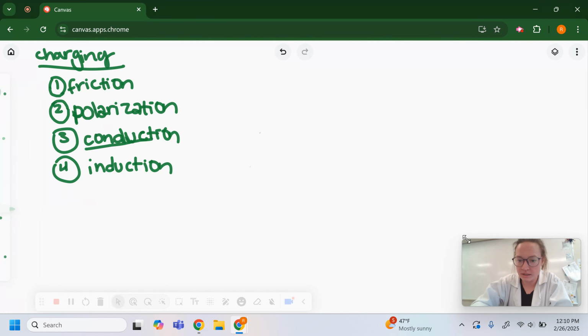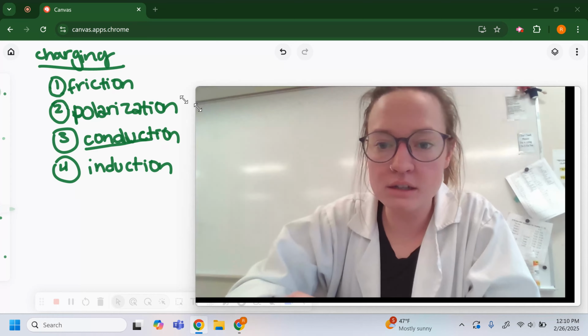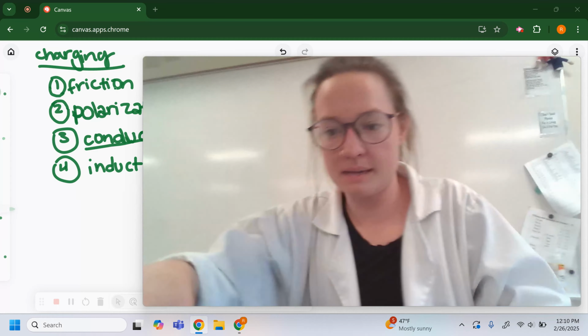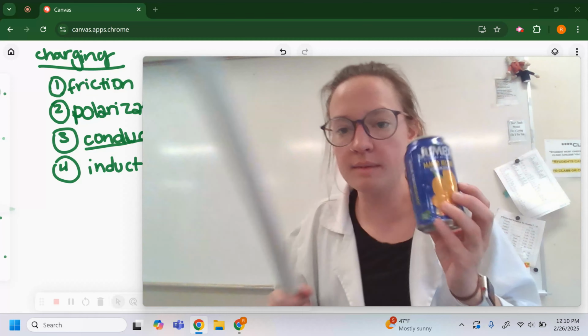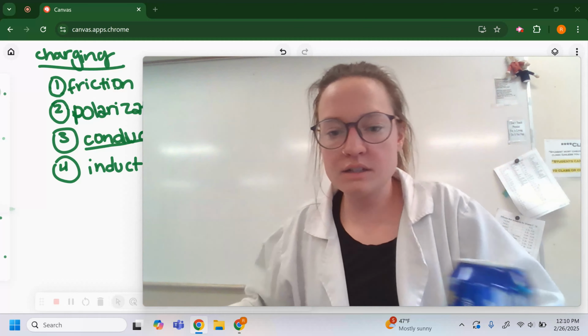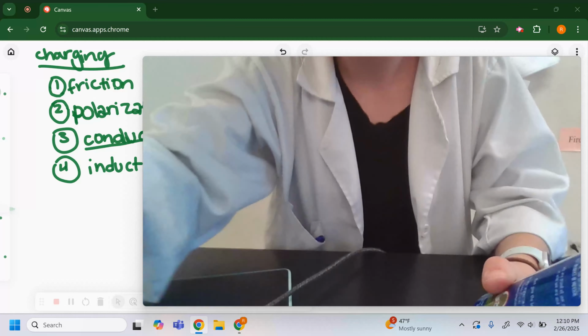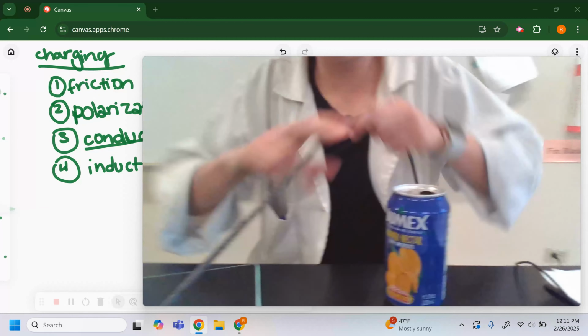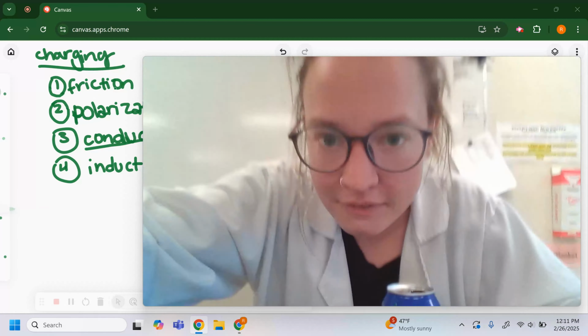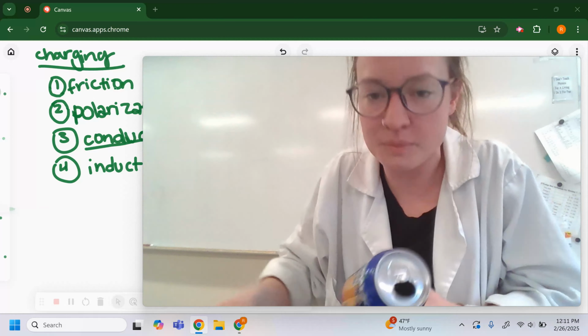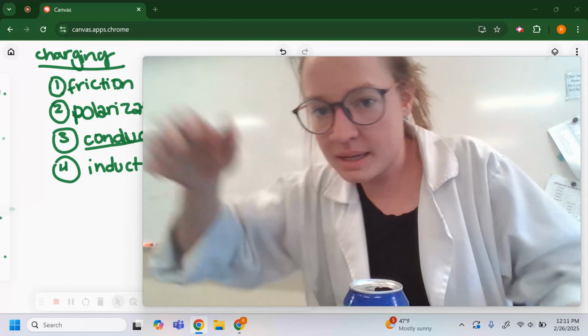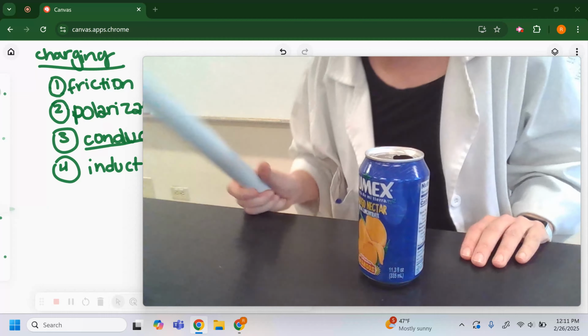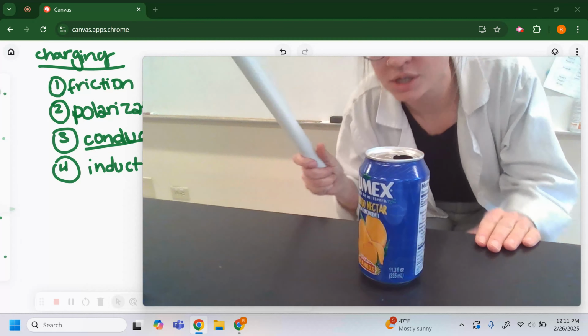I'm going to try to show you what it looks like with my aluminum can and with my PVC pipe here. So here's my aluminum can, here's my PVC pipe. Here's kind of the setup for how this would work. Oh, wow, this is such a mess. You're getting to see all of the pure raw realness of this video. Okay, here we go. Here's the idea of how I would charge this by induction.